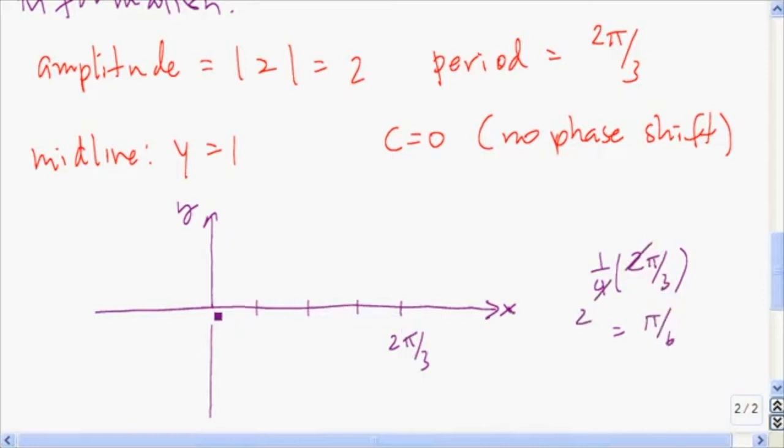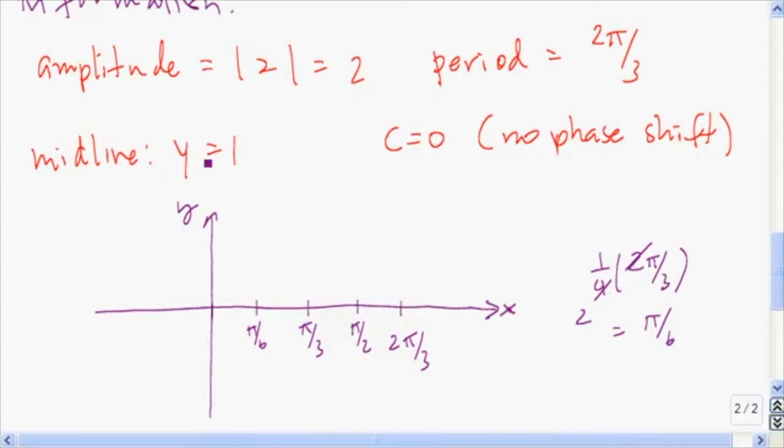So we start at 0, then we go out to pi over 6. Then we go out to another pi over 6, so 2 pi over 6, or pi over 3. Then 3 pi over 6, which is pi over 2. And then that would be 4 pi over 6, which is consistent with the value we should get, which is 2 pi over 3. Okay, so again, start at your c value, go out the length of the period, divide it into 4 equal pieces.